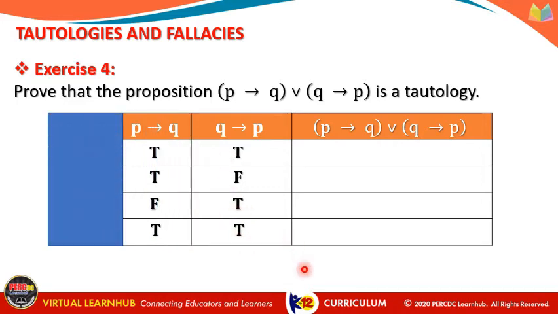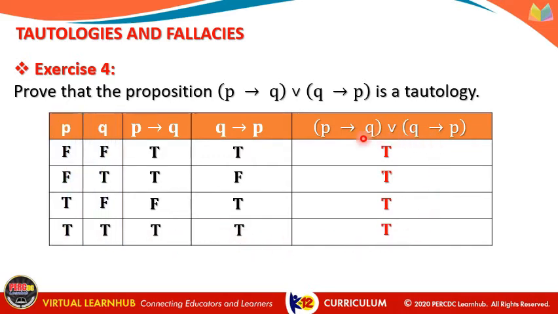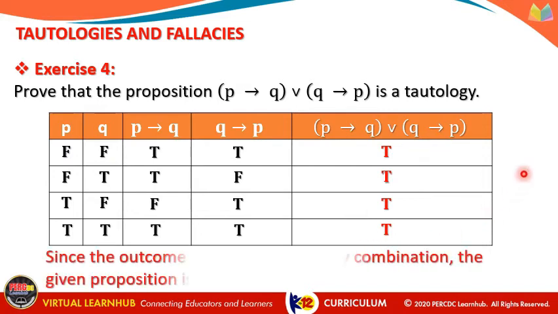Lastly, let us take the disjunction of these two propositions. True or true is true. True or false is true. False or true is true. And lastly, true or true is true. As you can see here, regardless of the truth values of the input propositions P and Q, the given proposition will always give a true truth value. Therefore, what we have is indeed a tautology.